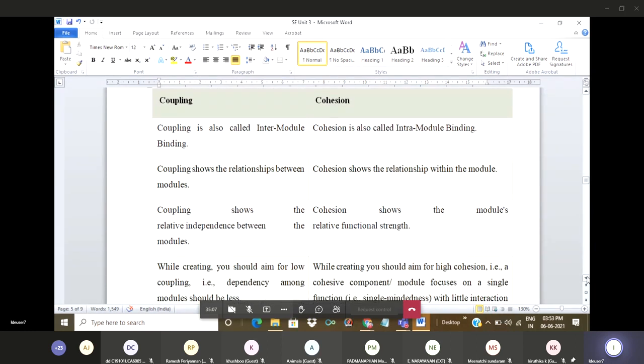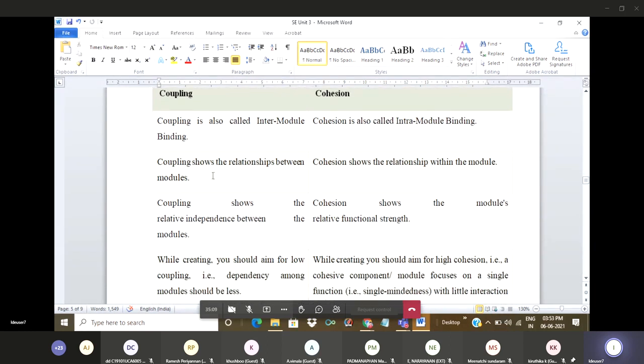Next, coupling shows the relationship between modules. Cohesion shows the relationship within the module. Here, coupling is between the modules. Here, the relationship is within the module. Then the third point is coupling shows the relative independence between the modules. Cohesion shows the module's relative functional strength.